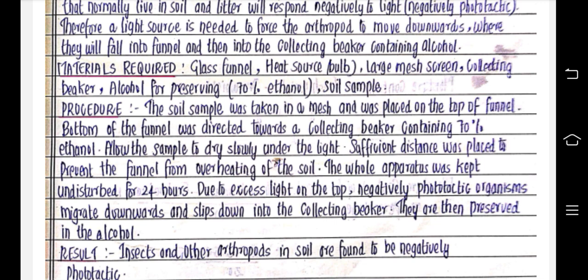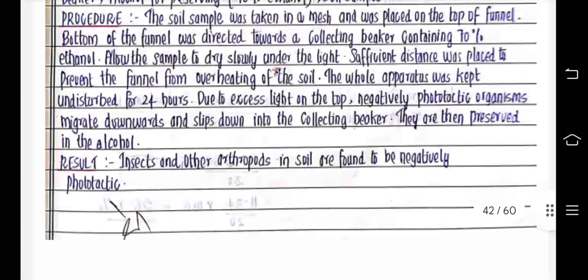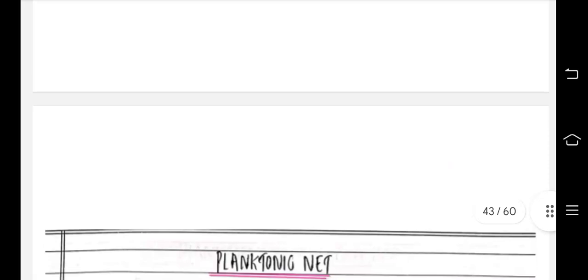The whole apparatus was kept undisturbed for 24 hours. Due to excess light on the top, negatively phototactic organisms migrate downwards and slip down into the collecting beaker. They are then preserved in the alcohol. Result: insects and other arthropods in soil are found to be negatively phototactic.